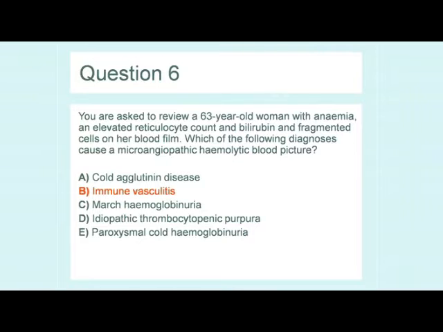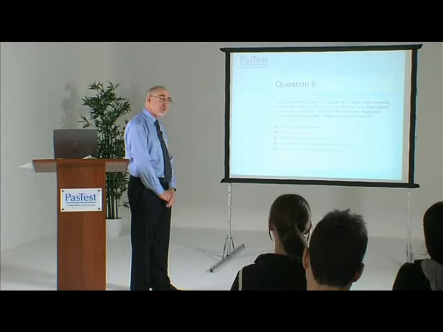The correct response is immune vasculitis, an immunological attack against small blood vessels, resulting in them becoming inflamed. Wherever you get small blood vessels inflamed, they may damage passing red blood cells. So, for example, in glomerulonephritis, a third of your cardiac output goes through the kidneys. So if you get inflammation of the glomeruli, you may see fragmented cells on the blood film.